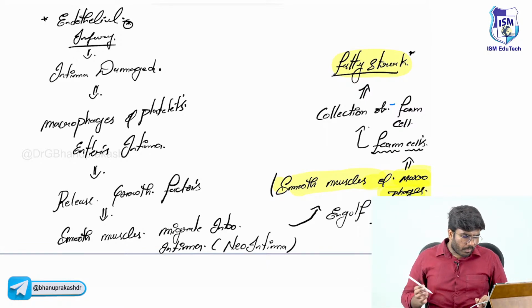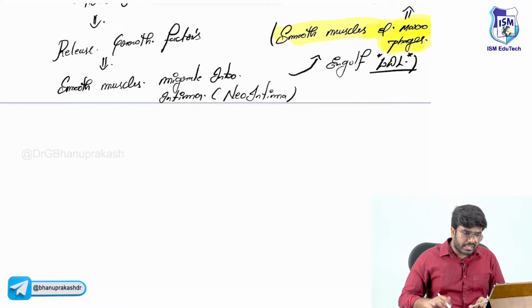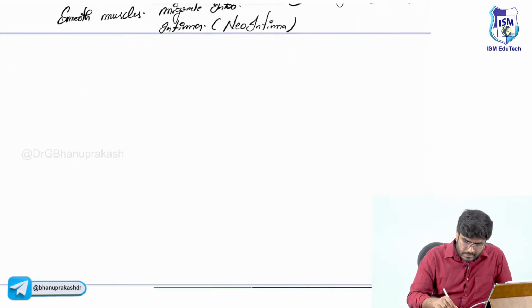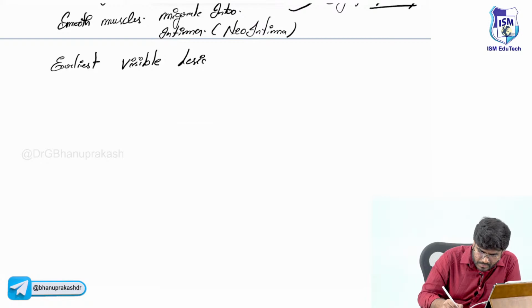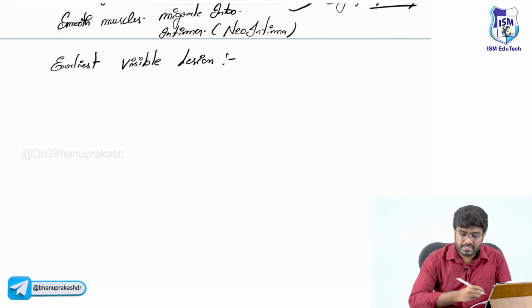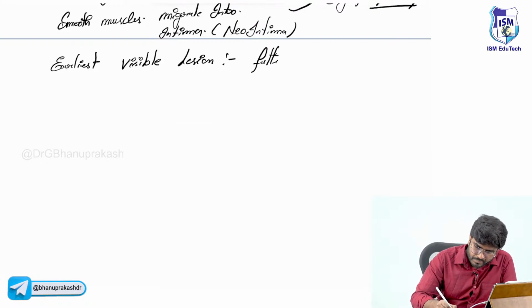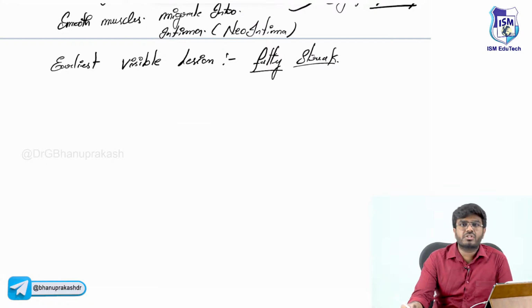So what are the important points which you need to know in your exam? A question that can come in your exam is the earliest visible lesion. The earliest visible lesion is the fatty streak. What exactly is a fatty streak? It's a collection of foam cells.